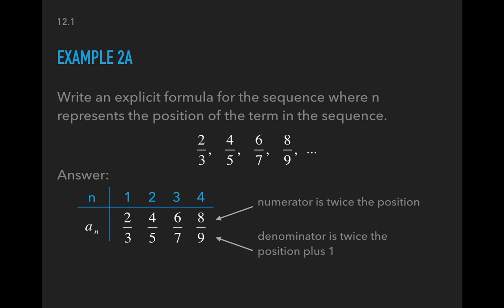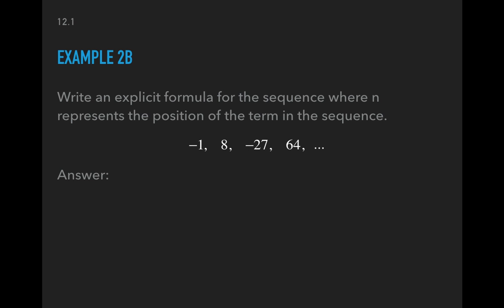So how do we write this out? Well, A sub n is 2n in your numerator, twice the position in your numerator, over 2n plus 1 in your denominator. And that, if you subbed in any value of n, any position, that would give you the correct term in the sequence. Kind of cool.